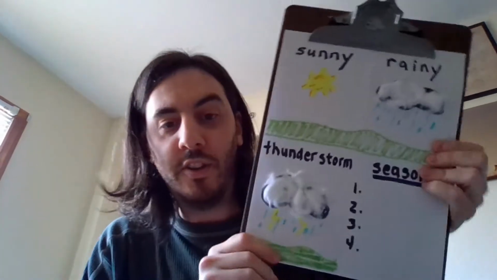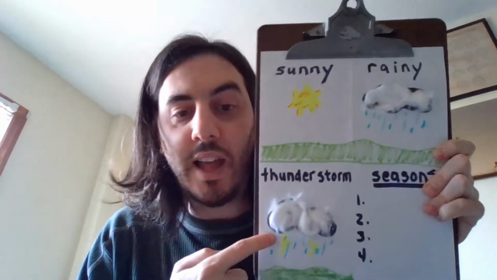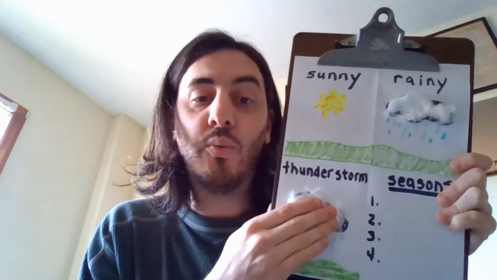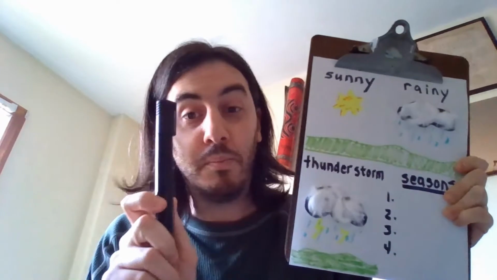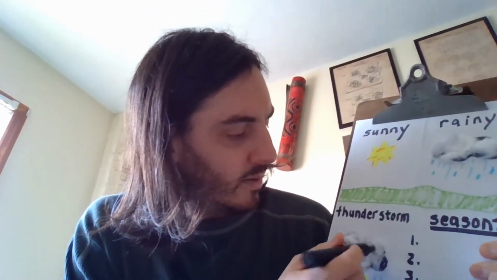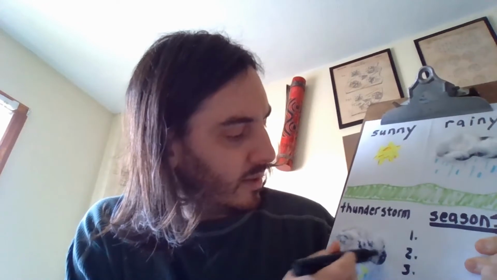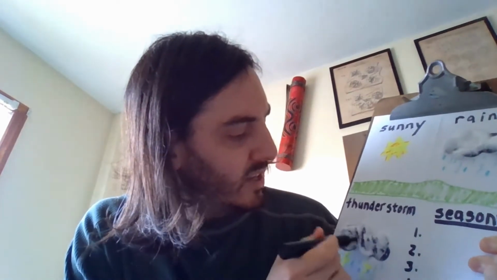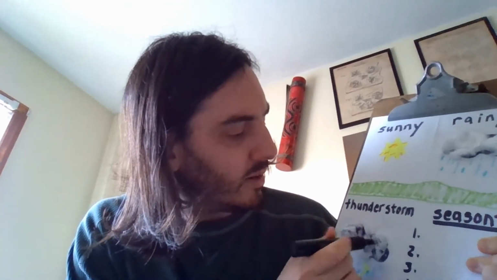So now I have two clouds, but remember, the thunderstorm we colored black. So once we have these patted down, we are going to take our black marker and just lightly brush the cloud, like so. You can see that it's getting a little bit darker there. I'm just tapping it to make it a dark color cloud.